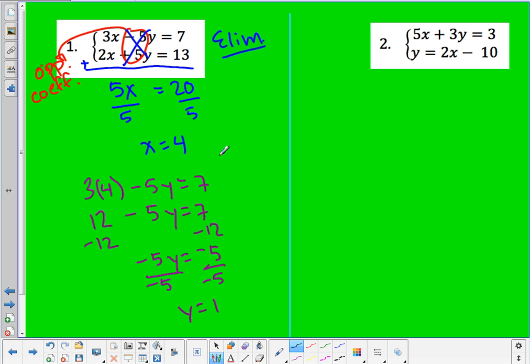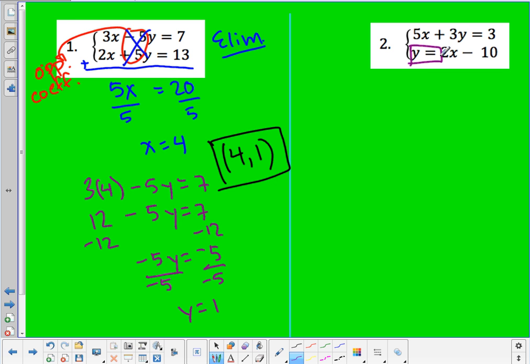Now remember, we always write our solution as an ordered pair. X comes first and then y second. So 4 comma 1. All right, so let's take a look at number 2. In number 2, we have 5x plus 3y is equal to 3. And we also have y is equal to 2x minus 10. Now right away I notice that I've got this down here.